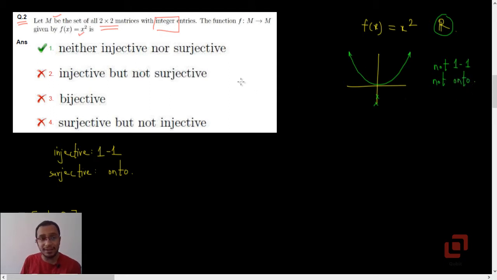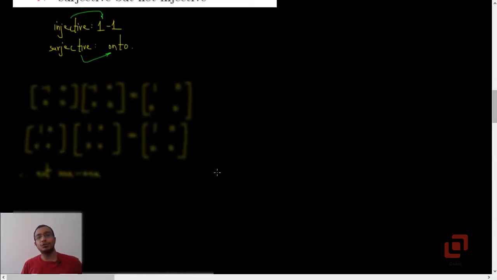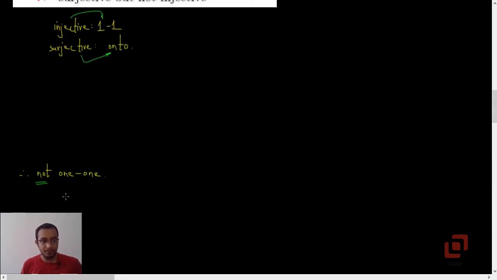Now let us see whether we get the same result on the set M given in the problem, which is the set of all 2 by 2 matrices with integer entries. Recall that by injective we mean 1-1, and by surjective we mean onto. Our first job will be to show that it is not 1-1. To show this, we consider two different matrices which are not equal to each other, and we show that they both get mapped to the same matrix C. This is enough to prove that it is not 1-1.